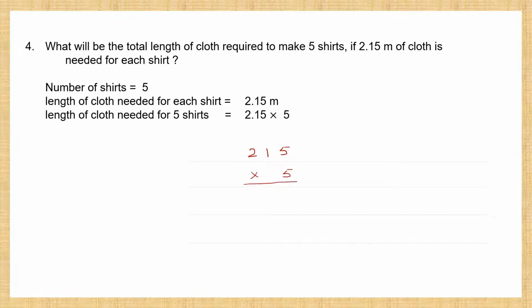Let's start our multiplication. 5 5s are 25. Carry 2. 5 1s are 5, 6, 7. 5 2s are 10. So I've got 1075. Let's go back to the question. After the point, there are 2 decimal places. My answer also should have 2 decimal places after the point. So let's move 2 places to the left. So my point comes here. So what is my final answer? Length of cloth needed for 5 shirts is 10.75 meters.